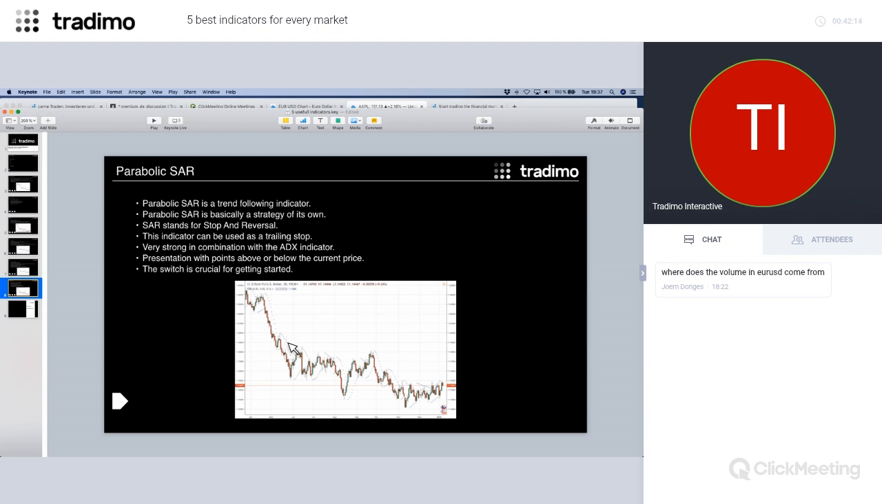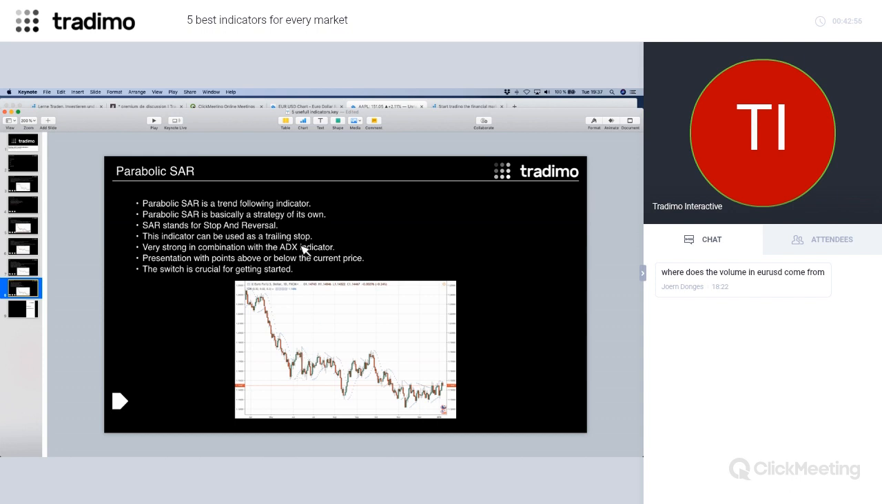You can see the little dots above and below the chart. And this gives you the stop. So these are the stop levels. And you can use this indicator pretty well for trailing stops because every day or every period, of course, you can trade the parabolic SAR on an hourly chart, daily chart, weekly, monthly, and so on. And this gives you the right stop level for the next period of time. And the switch between the dots above and below the chart are the entry points. And you can also use them as the exit point.